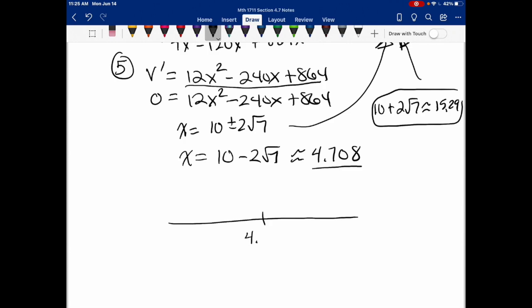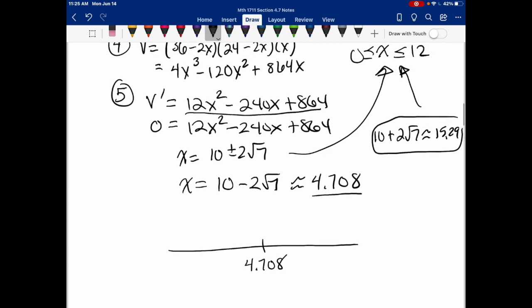Now, when we find our 4.708, when we put our critical value on our sign chart and we pick values to the right and to the left, I know I don't want to go too far to the right or to the left because remember, we want to stay on that interval between 0 and 12. So if I pick a test point, let's say I'm going to pick x is equal to 3. That's certainly in our range of values between 0 and 12. And then on this side here, I'll pick the test point 5.